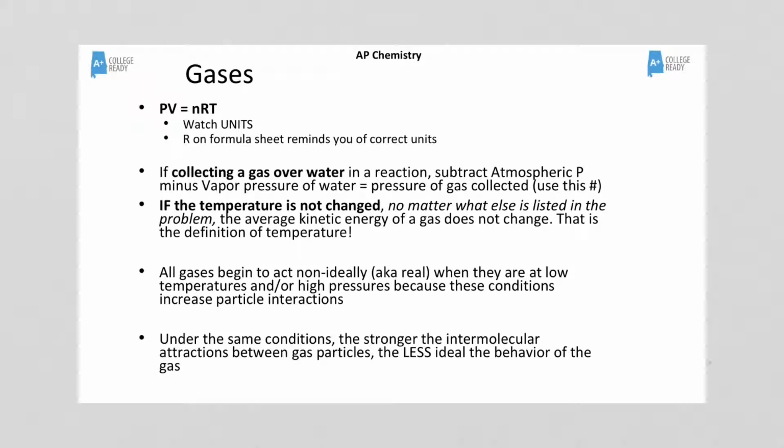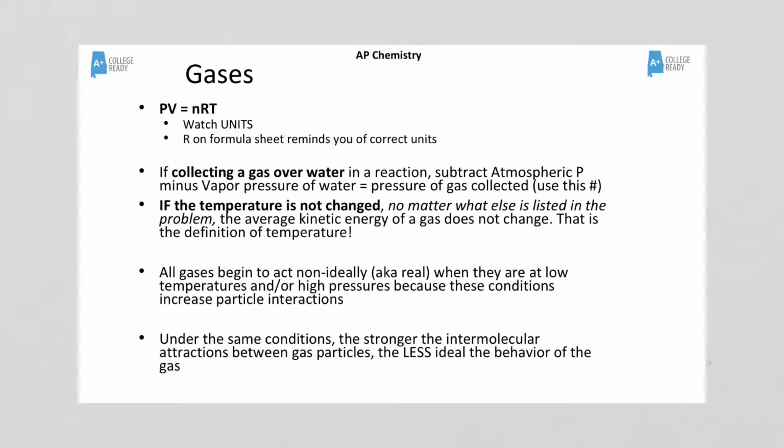Collecting a gas over water. Again, I've addressed this at the end of the PowerPoint as well, but the key here is you would be given the water vapor pressure, which you're expected to know that since any gas that's collected over water would also contain some of the water vapor contributing to the pressure, that you are expected to know to take atmospheric pressure minus water vapor pressure and then use that difference as when you subtract it in your math problem for PV equals nRT.